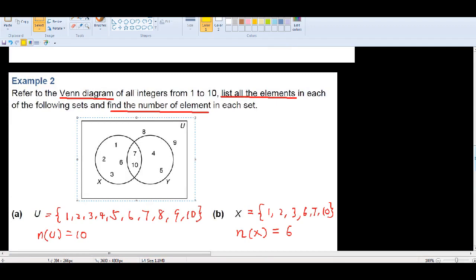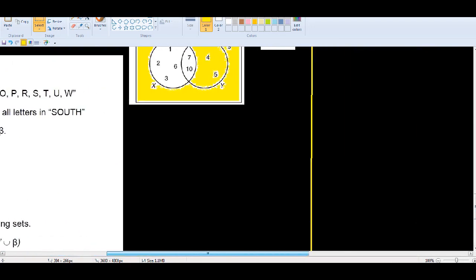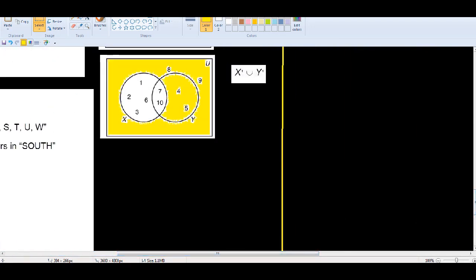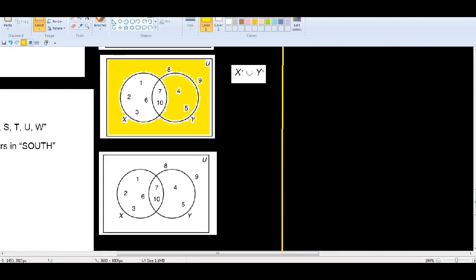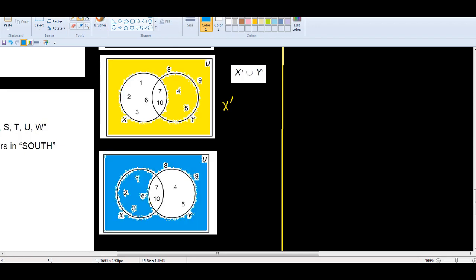Okay, let me have another one. The yellow is not in X, so this one is not in X. Let me do one which is not in Y. Not in Y means this one, right? Okay, so this is not in Y.